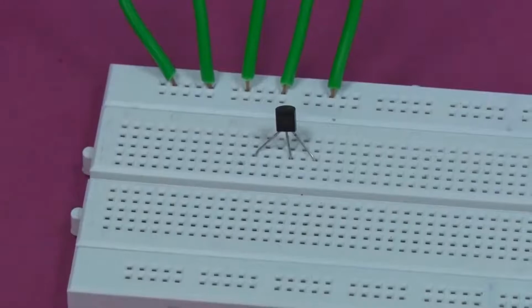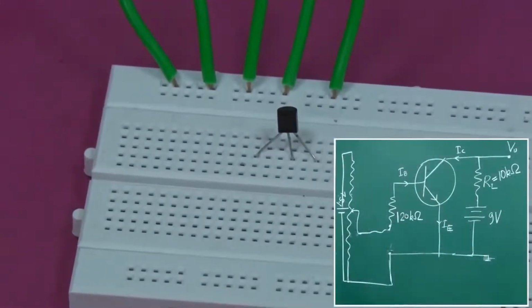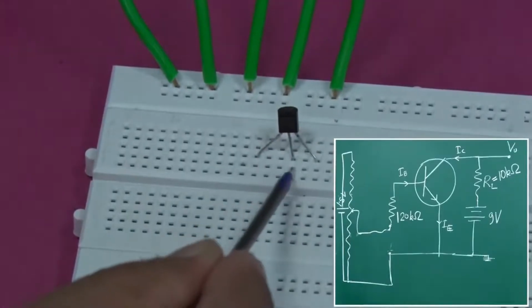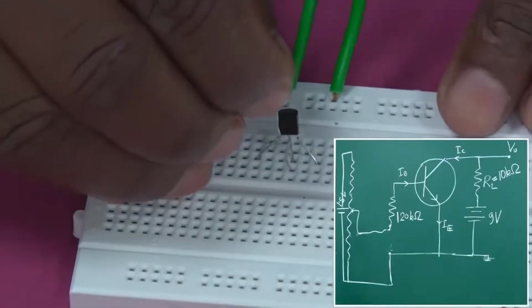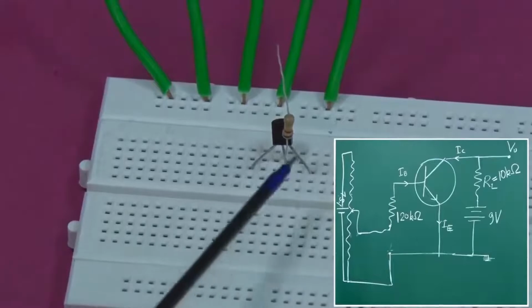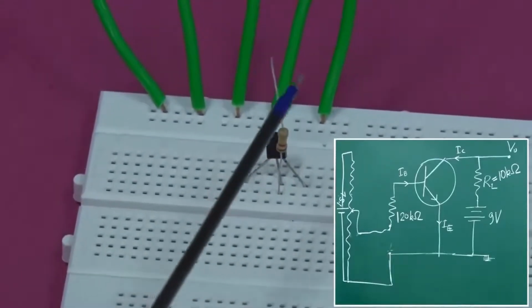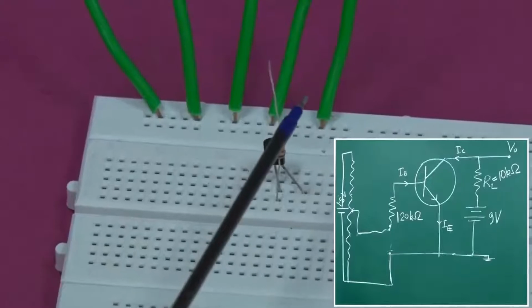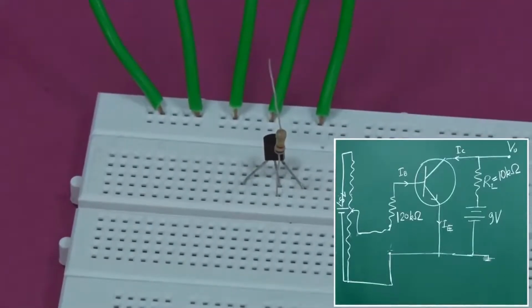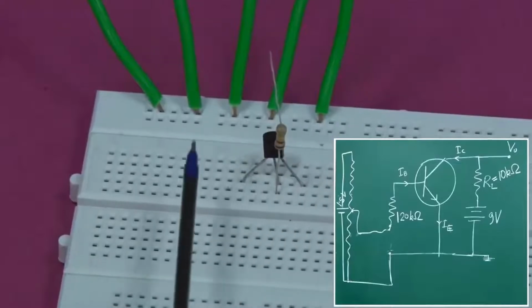Okay. So, let us do this input biasing circuit. With the base, we have to connect a 120 kilo ohm resistance. So, one end of the resistance is connected here, and then where does the other end go? That will go to the variable power supply here. So, something has to be connected from here to here. You can put it in any of the holes.